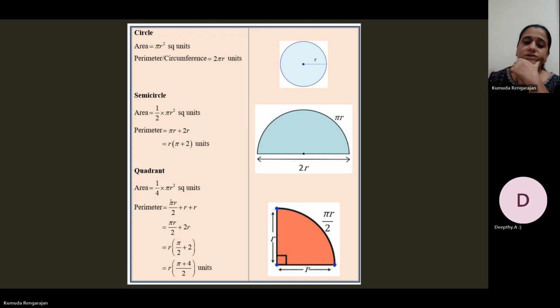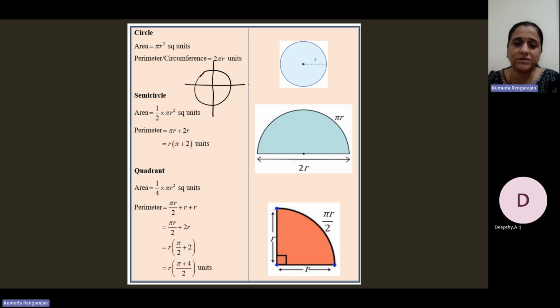Quadrant is 1/4 of a circle. Divide the circle into 4 equal pieces. Each piece is a quadrant. Okay, so now this is how a quadrant looks like.